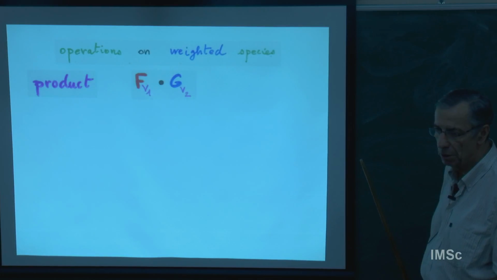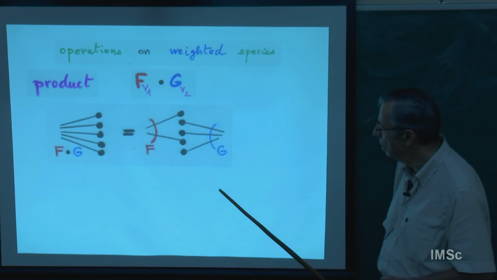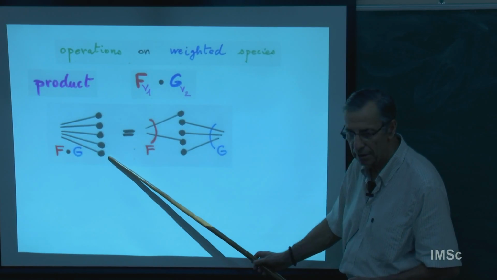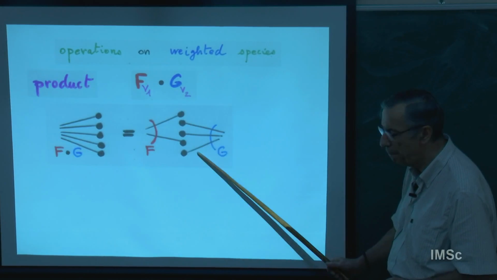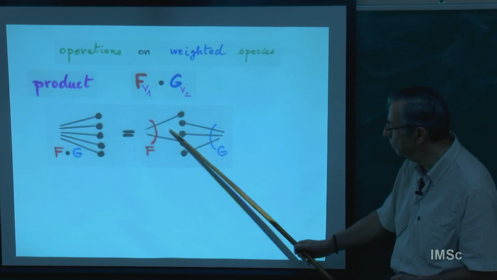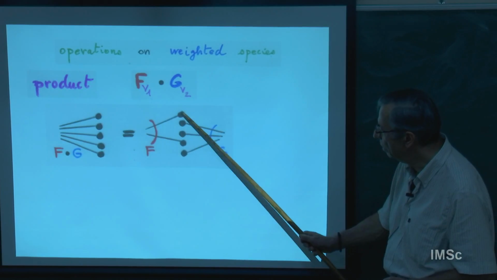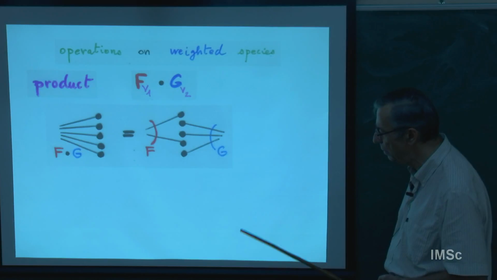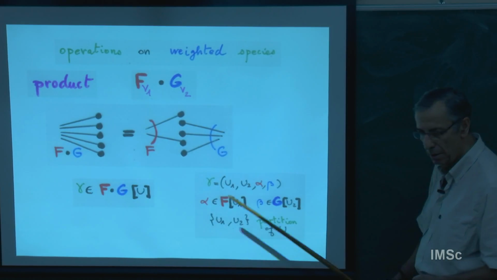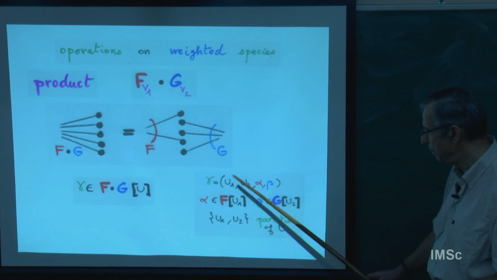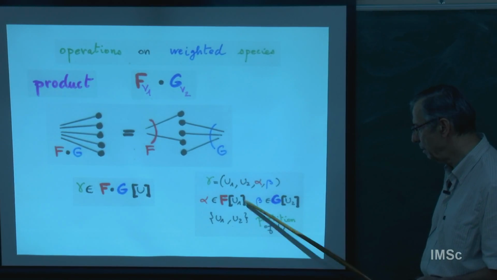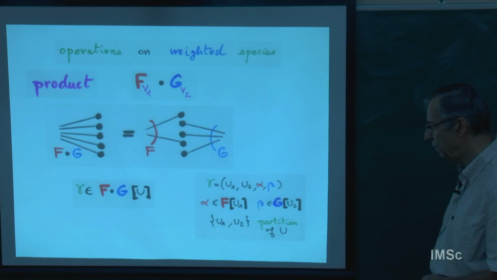So now the product of two spaces with weights V1 and V2. I remind you, for the product of the spaces, you take the underlying set U, then you take a partition of U in two blocks, U1 and U2. On the first block, U1, you put an F structure. On the second block, you put a G structure. So this is the element of the product. Gamma is a quadruple: U1, U2, a partition of U, alpha, beta, some F and G structures.